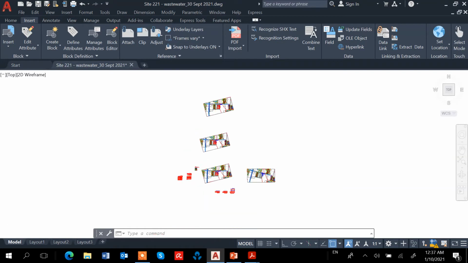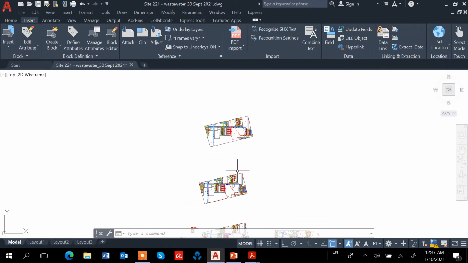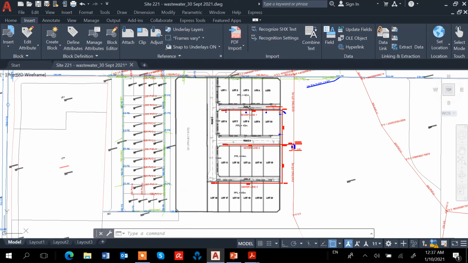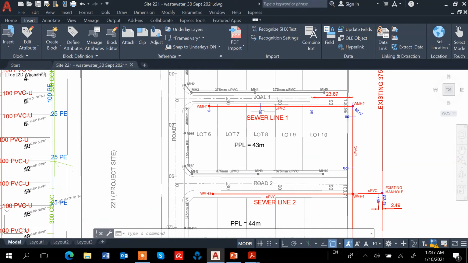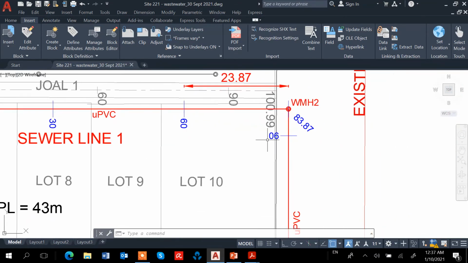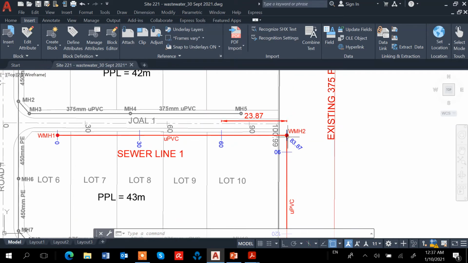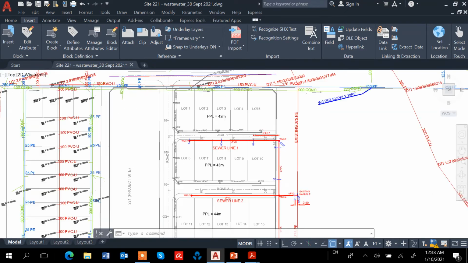Okay, so now we need to find out the levels at the various points here, at 30, 60, 90, 120, 150, and also at the manholes, because we need to find the invert level of the manhole, as well as from top to the invert level, how deep it is, what's the distance.